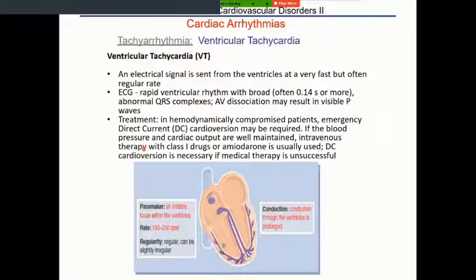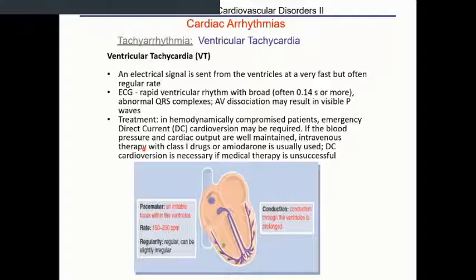On the other hand, your ventricular tachycardia, or VT, is due to an electrical signal sent from the ventricles at a very fast but often regular rate. So the ventricular rate is fast, but regular. The ECG will show a rapid ventricular rhythm of 10 to 14 seconds or more with abnormal QRS complexes.